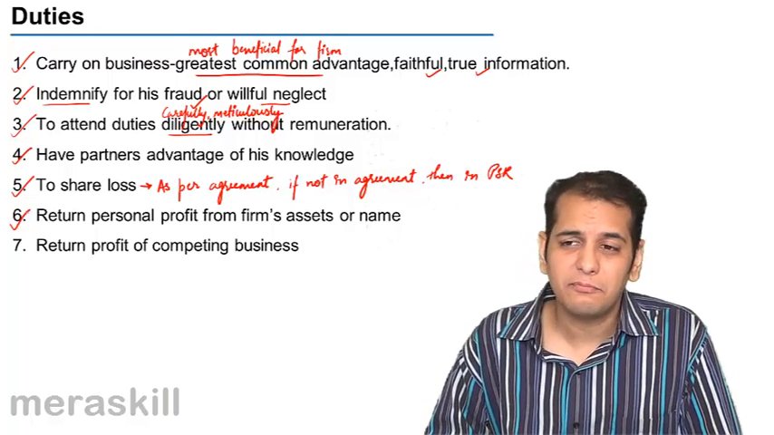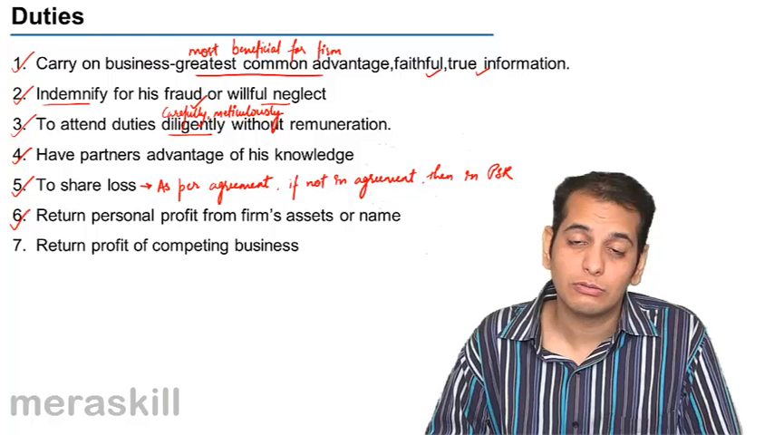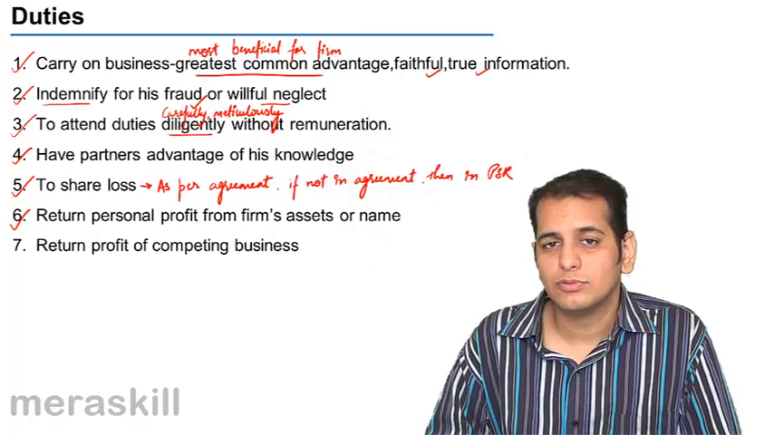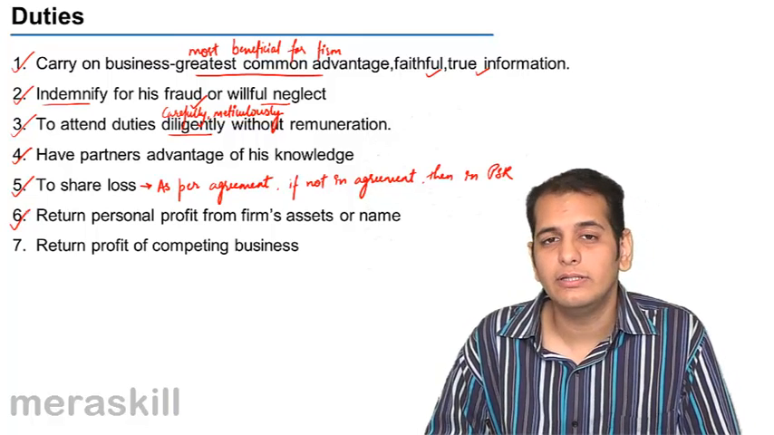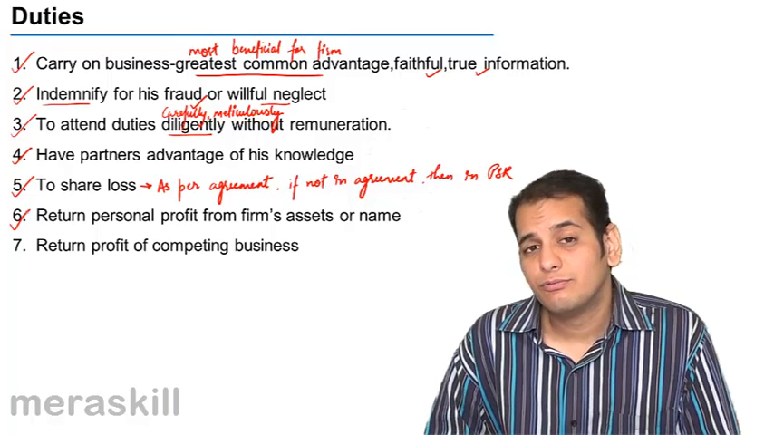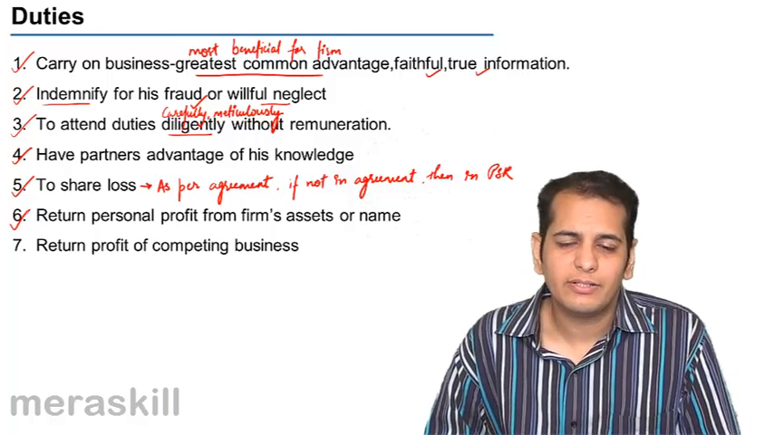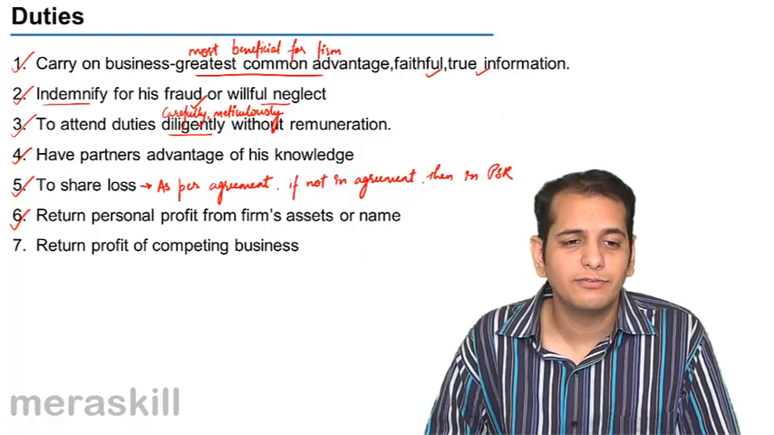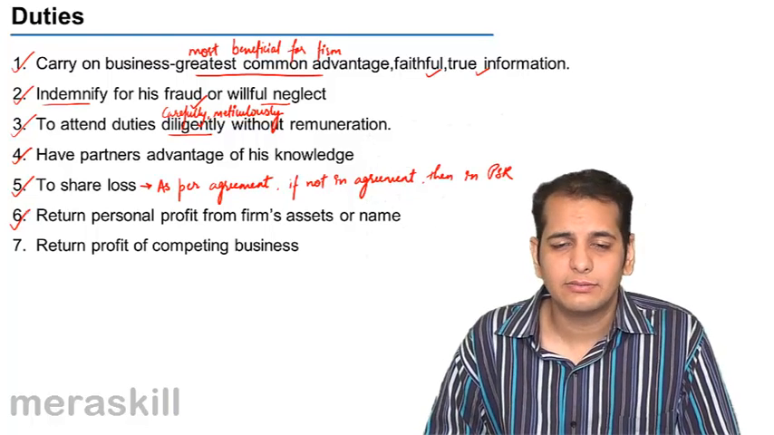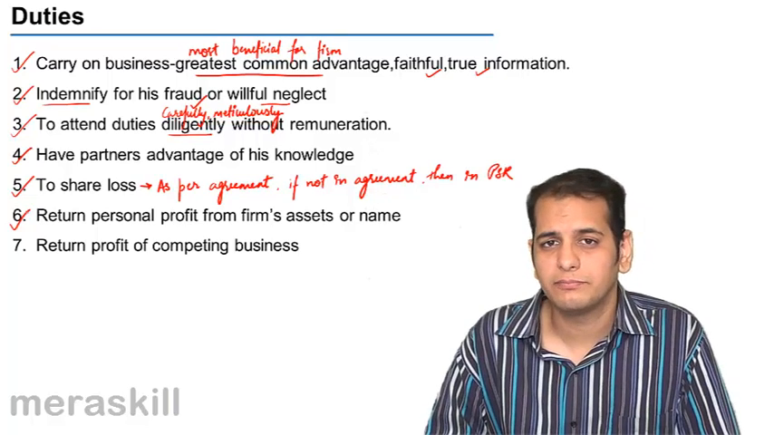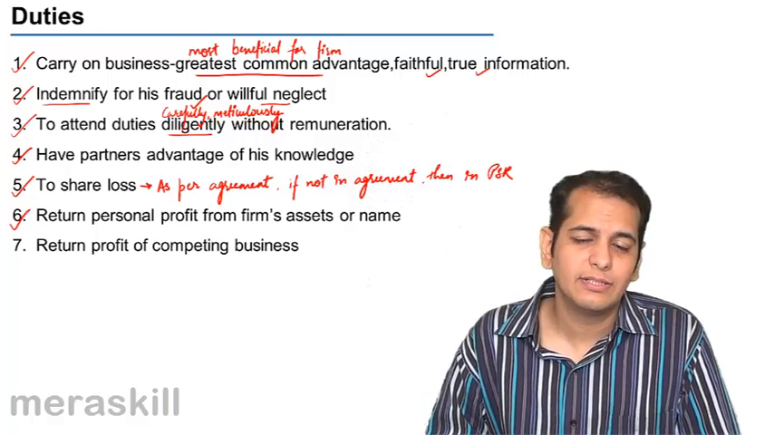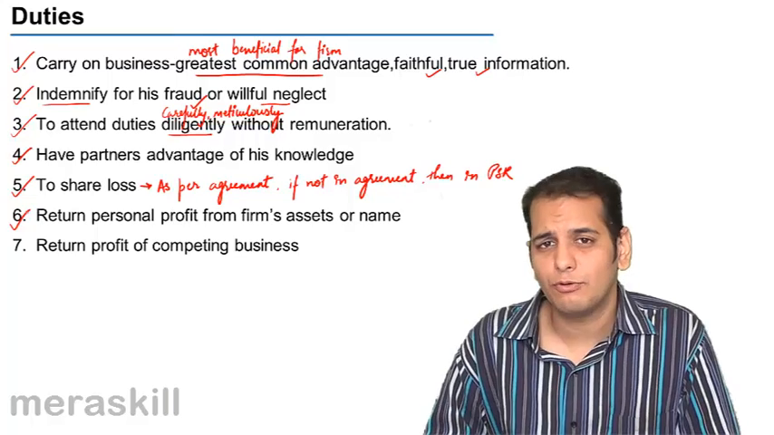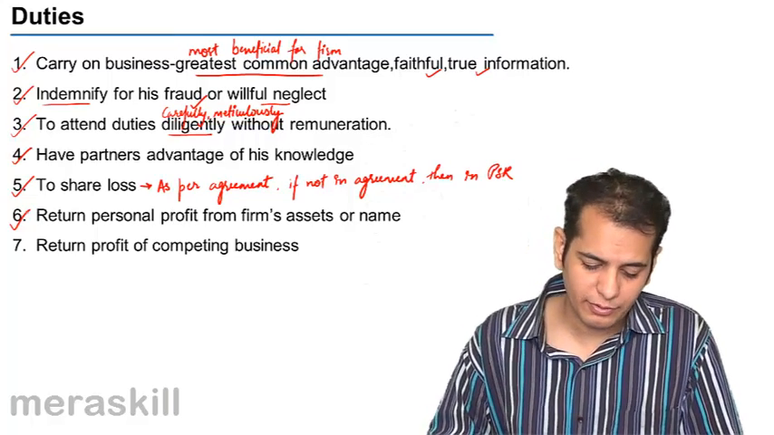So a partner cannot make personal profits by the firm's business or using the firm's assets. For example, a partner gives the firm's car on hire. He gives it to his friends and relatives, and he takes higher charges from them. So whatever higher charges he gets, he should give to the firm. It should be applied to the firm. He cannot make personal profits from the firm's assets or the firm's name. Okay.